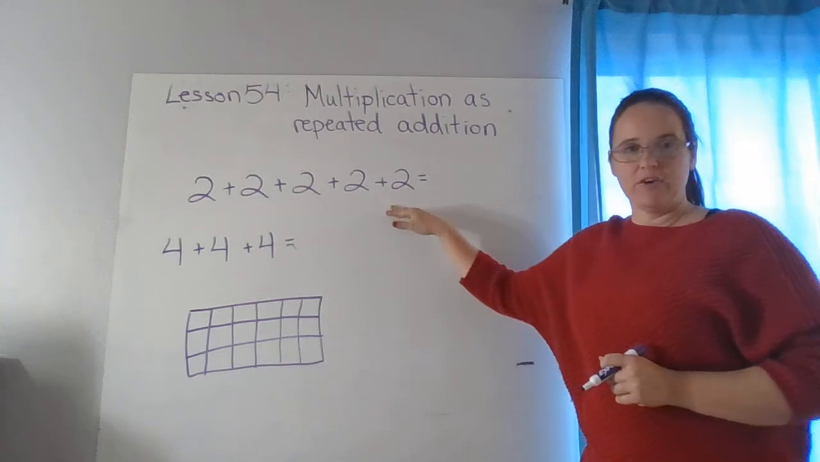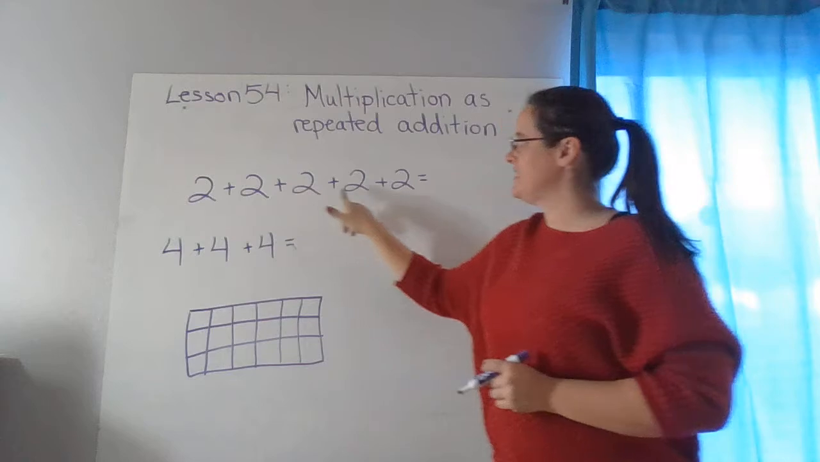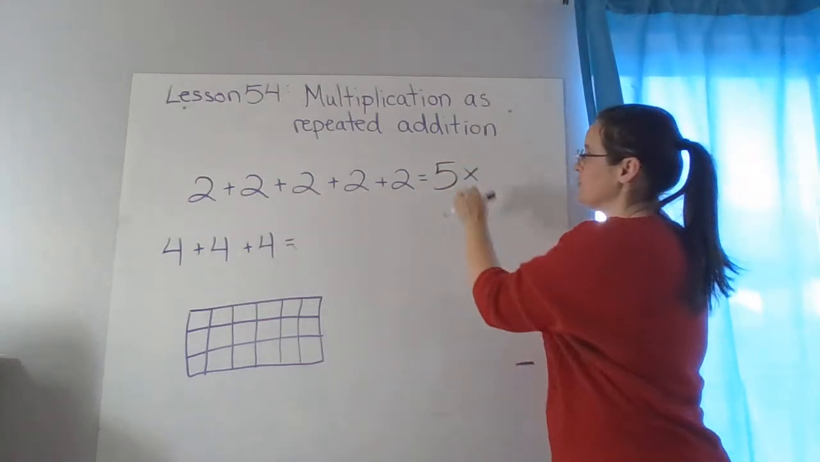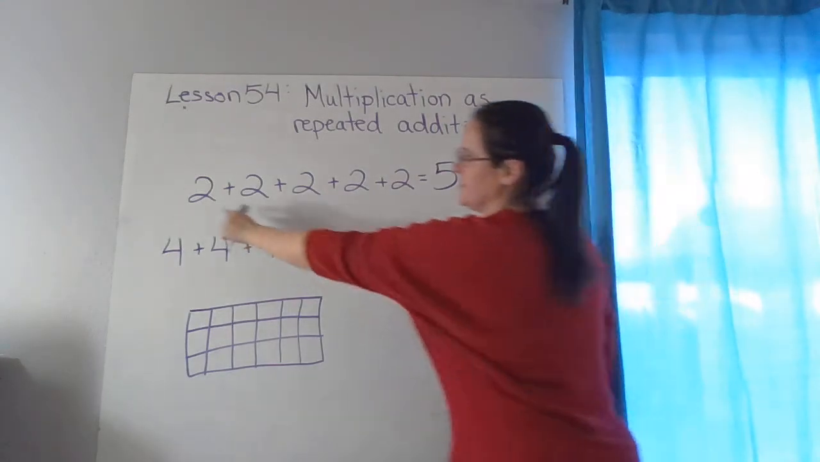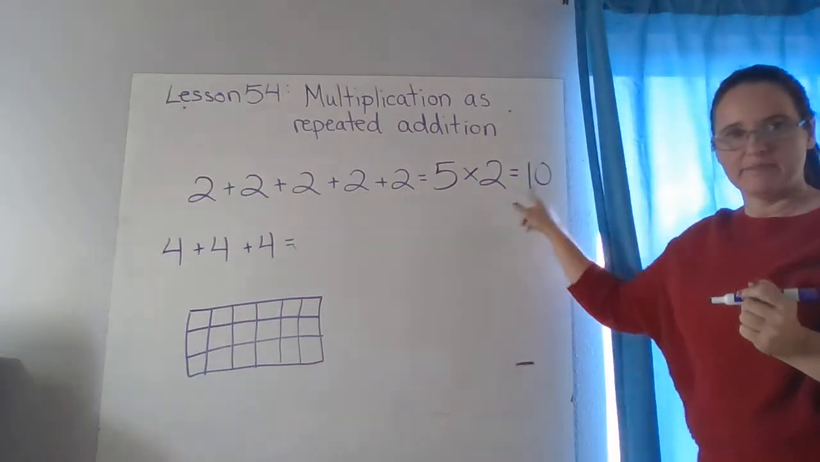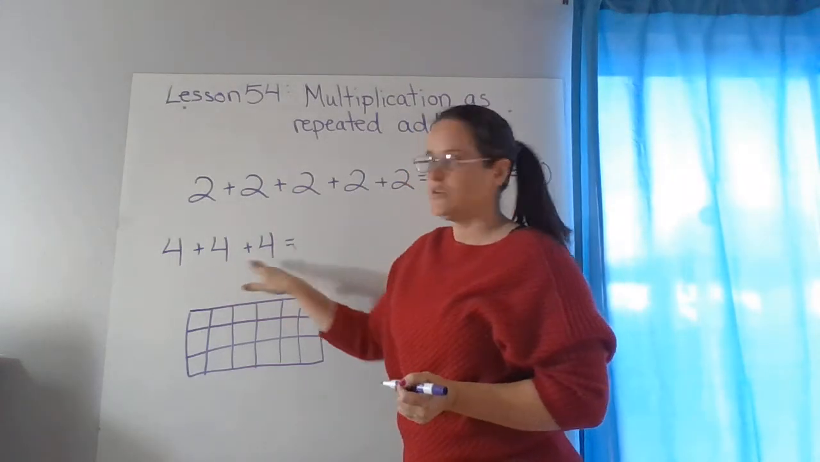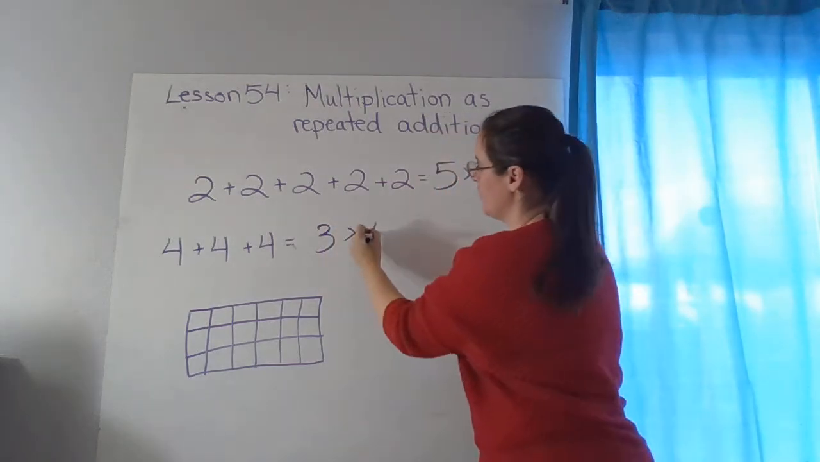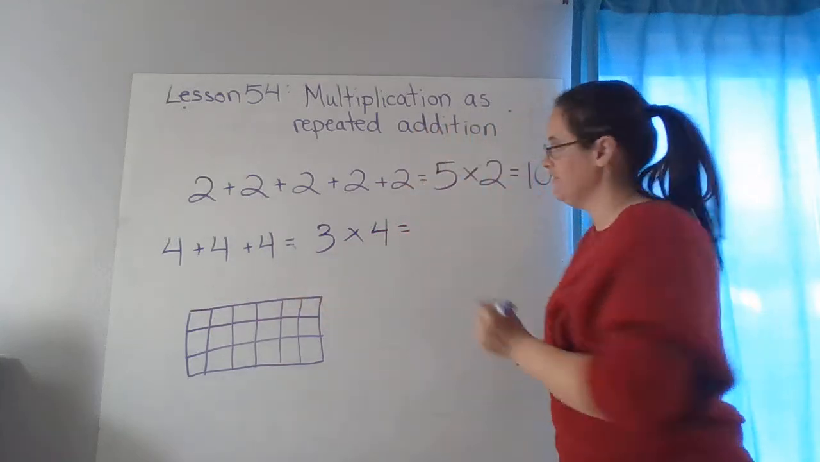So, how many groups of 2 do I have here? 1, 2, 3, 4, 5. So I will write 5 groups of 2 equals 2, 4, 6, 8, 10. So 5 times 2 equals 10 is our answer to that first one. Here I have 1, 2, 3 groups of 4. And I can count by 4s, 4, 8, 12.